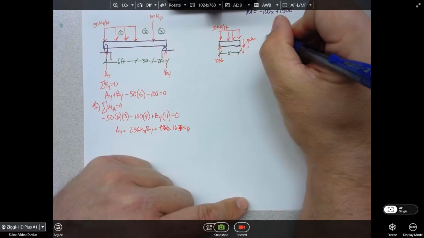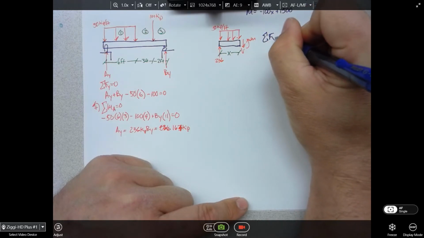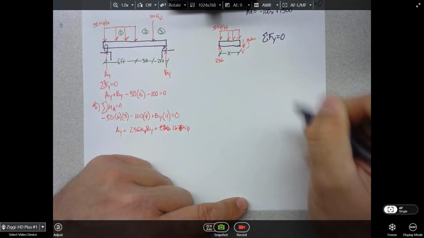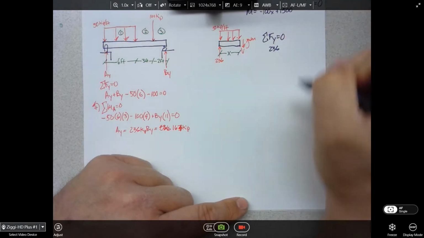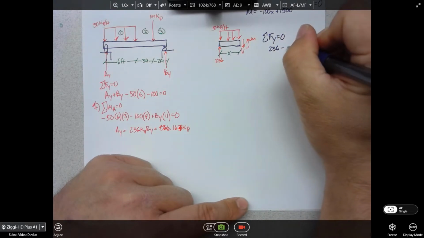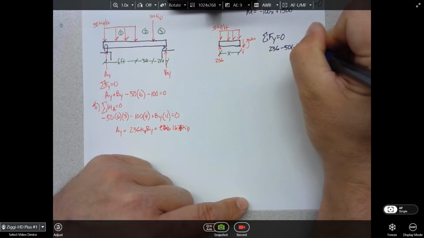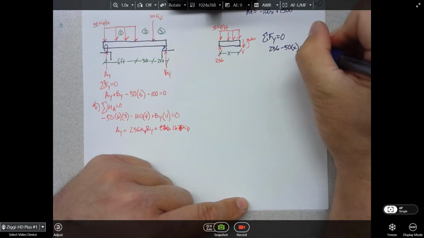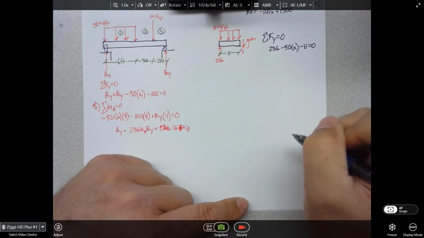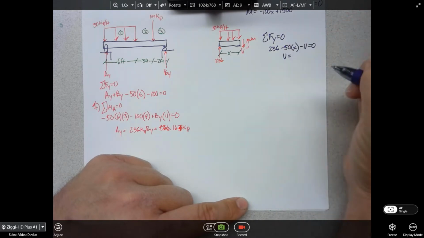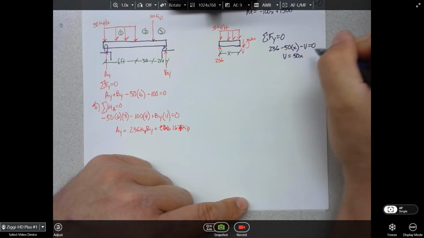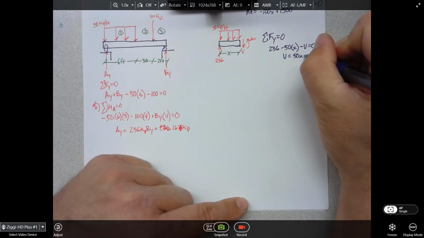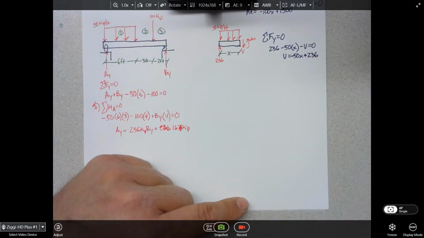So now, sum the forces in the y. Looks like we'll have 236 minus 50 times x minus V equals 0. So V is equal to, oh, nope, it's equal to negative 50x plus 236.